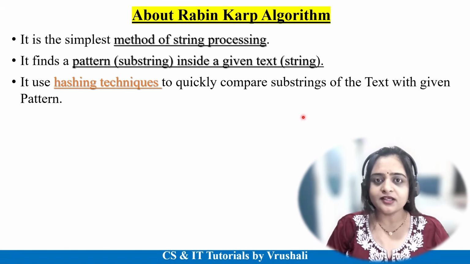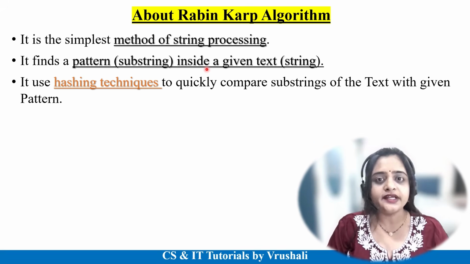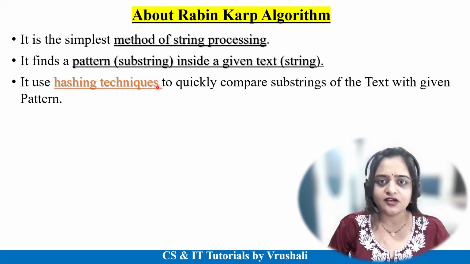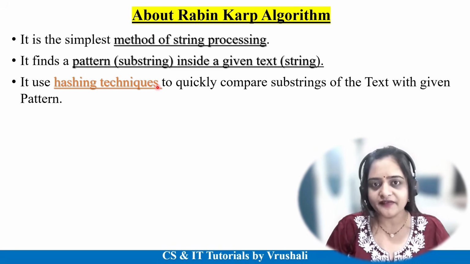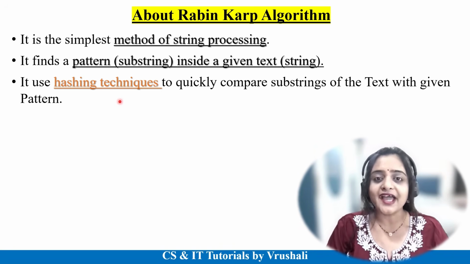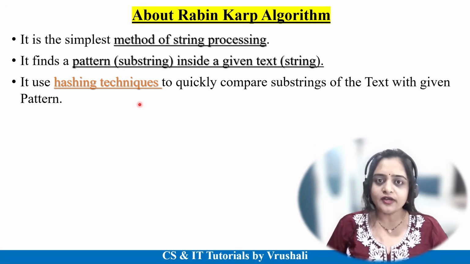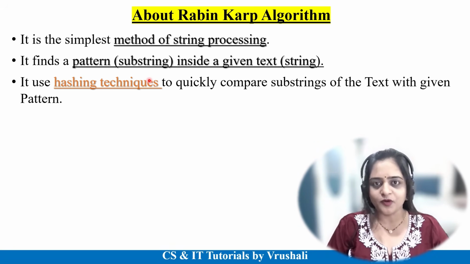What exactly is the Rabin Karp algorithm? See, Rabin Karp algorithm is one of the string processing algorithms. If you want to find a particular pattern inside the text or inside a particular data, at that time the Rabin Karp algorithm is used. One of the most important points: this algorithm uses hashing techniques to find a particular substring, a particular pattern inside the data. We have already discussed hashing techniques in detail with solved examples in our previous session. I have attached the link of that video in the description box below.